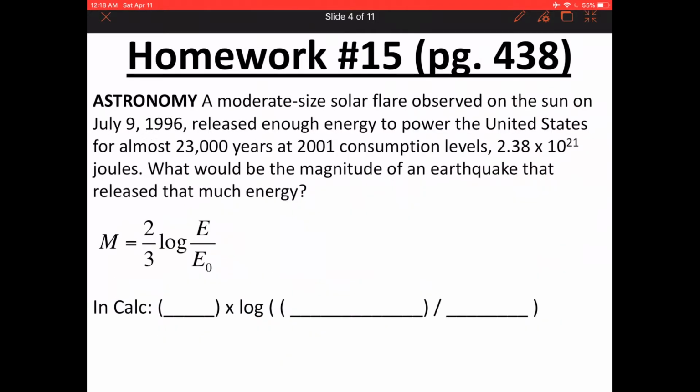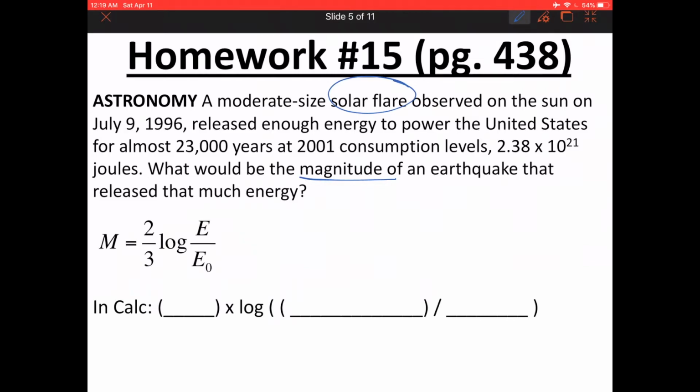Also looking at our earthquake formula. A moderate-sized solar flare observed on the sun on July 9th, 1996, released enough energy to power the United States for almost 23,000 years at 2001 consumption levels, 2.38 times 10 to the 21 joules. What would be the magnitude of an earthquake that released that much energy? So again, we're looking at solar flares on the sun, but we're comparing them to earthquakes here on Earth. How powerful is that solar flare on the sun?